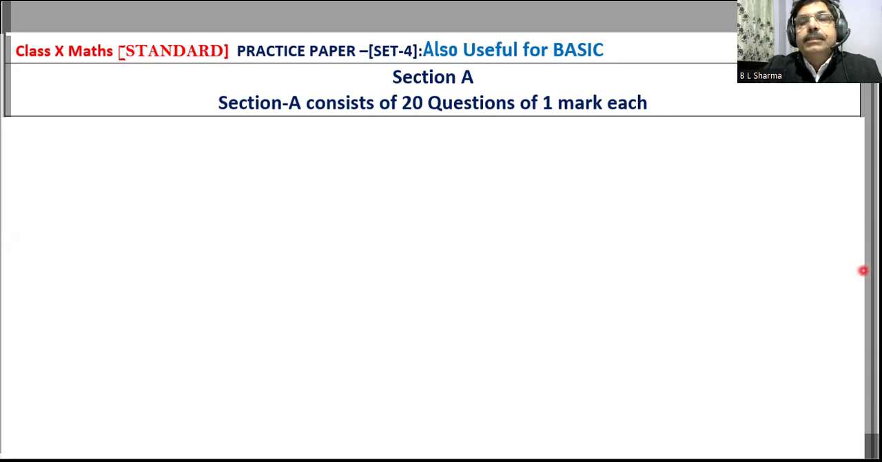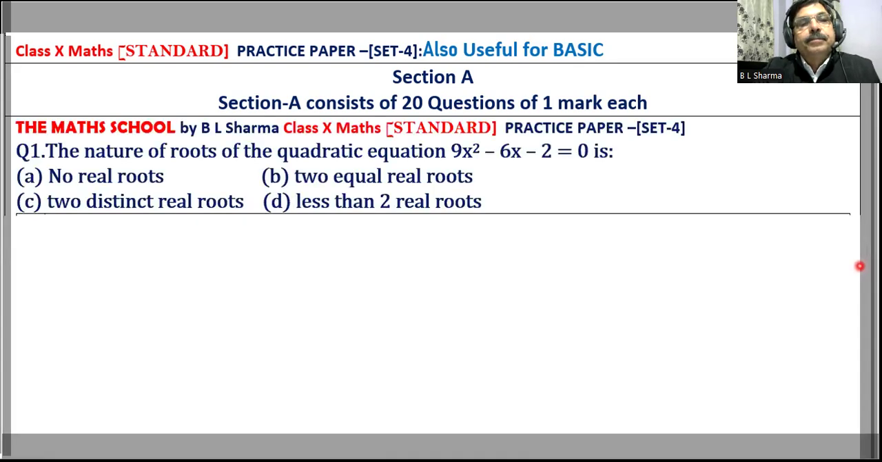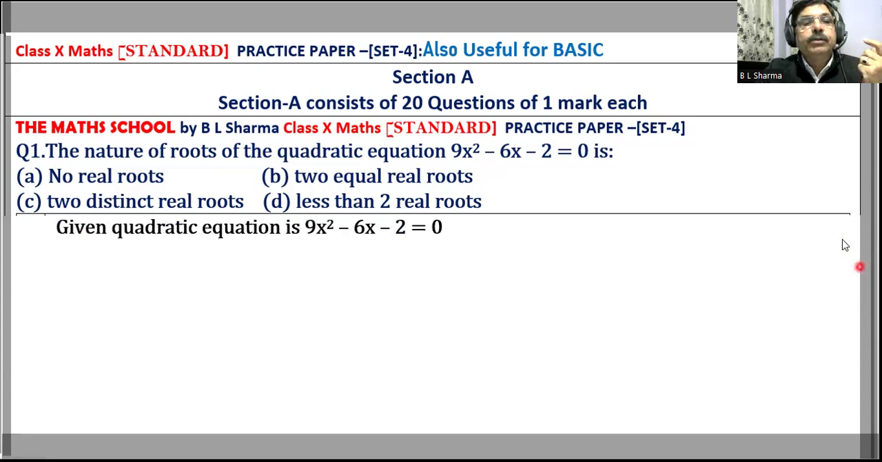So this is question number 1 now on your screen. The nature of roots of the quadratic equation 9x square minus 6x minus 2 is equal to 0 is. आपको बताना है कि इसका nature of roots क्या है. For that, first of all, we have to find out the discriminant.